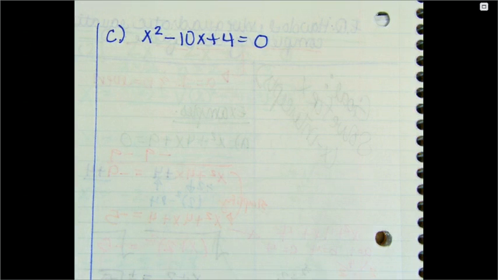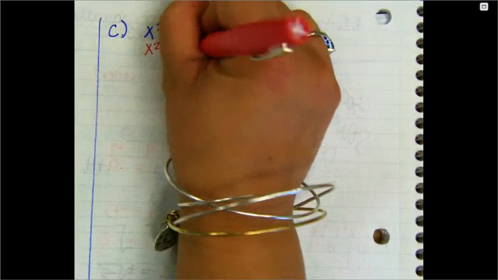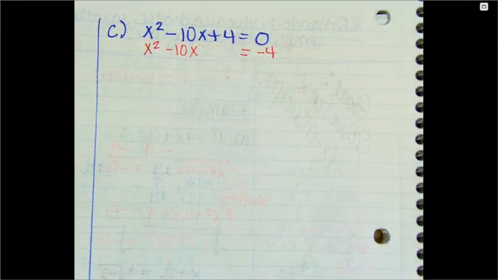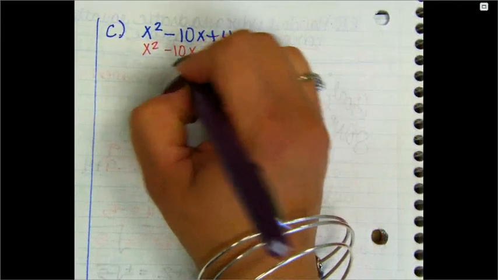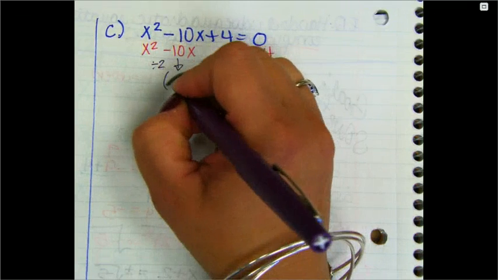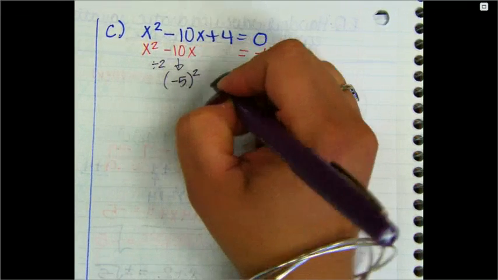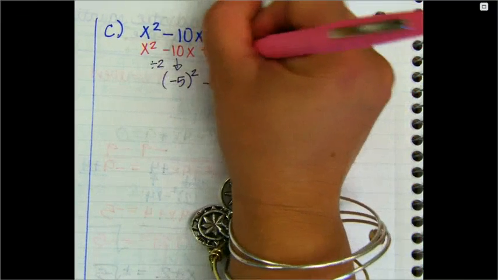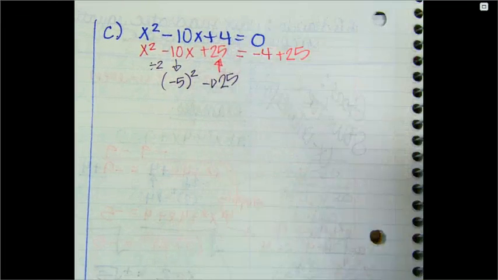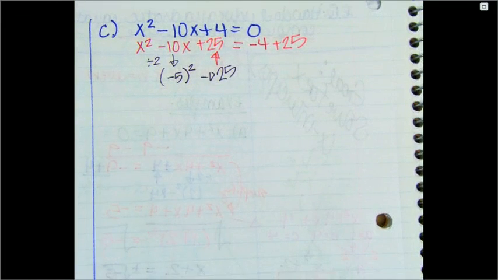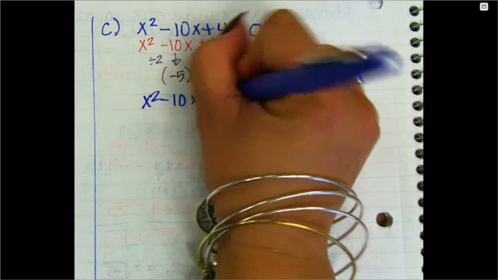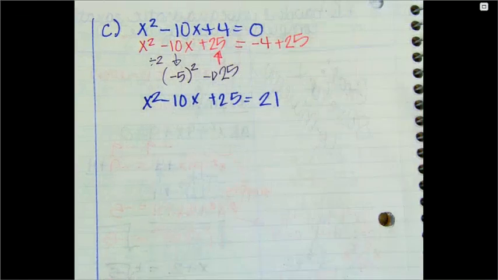First step, subtract 4. So I'm going to get x squared minus 10x, leave a space, equals what? Negative 4. Now what? Divide negative 10 by what? Which is how much? And then you square it, which is how much? 25. You bring 25 up here and to the other side. Very good. Good so far? I'm going to rewrite it so it's nicer. So x squared minus 10x plus 25 equals 21. Yes?